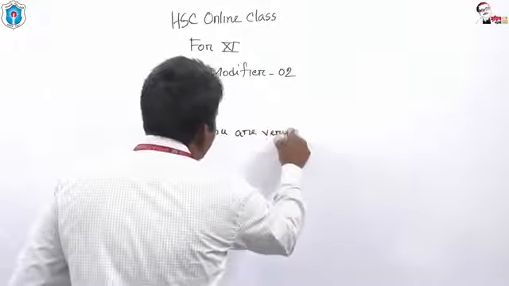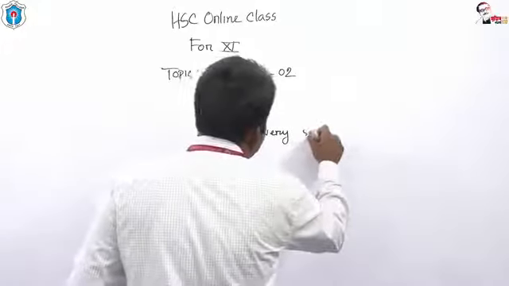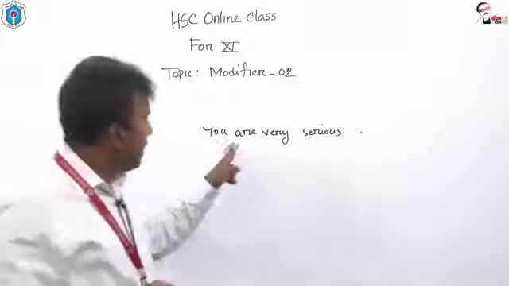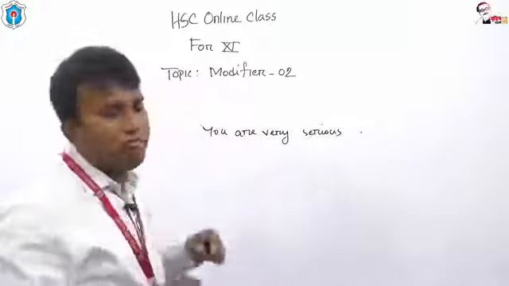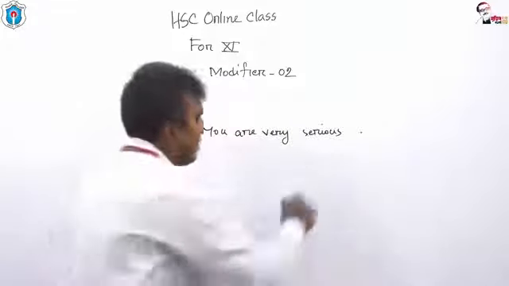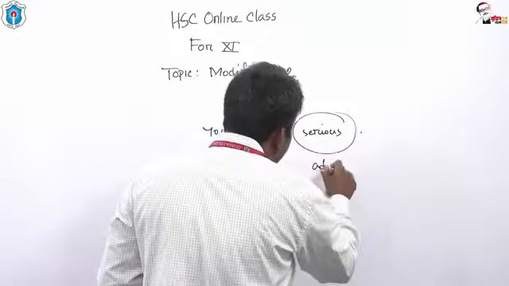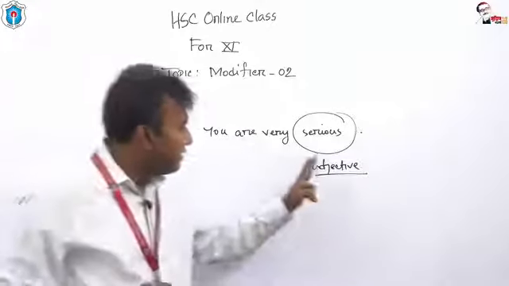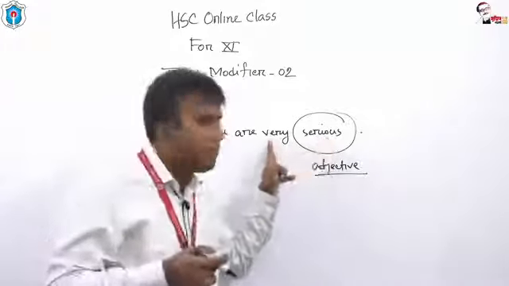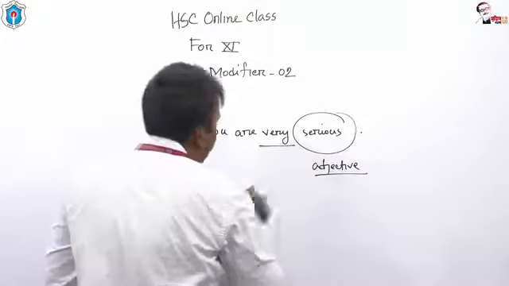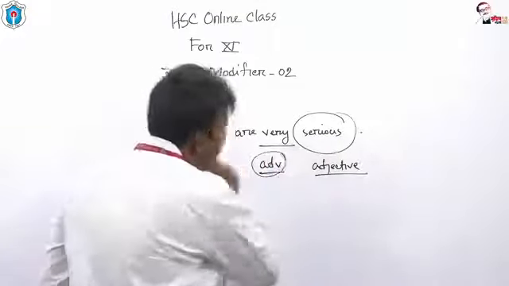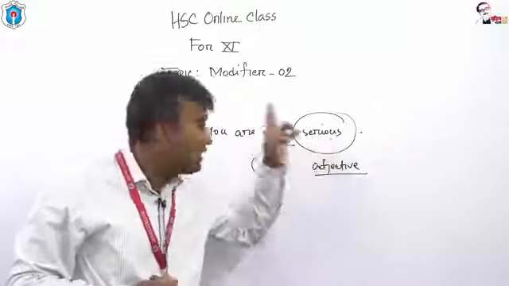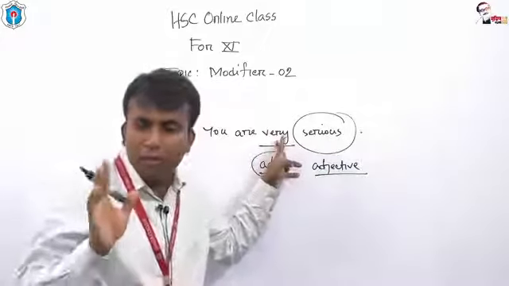You are very serious. You are very serious, my dear students. Look at me. According to this sentence, we have got four words. You are very serious. Here, serious is an adjective, and this adjective is being modified by very. That's why we can say very is an adverb. Here, very modifies the adjective serious. That's why we will call very a modifier.